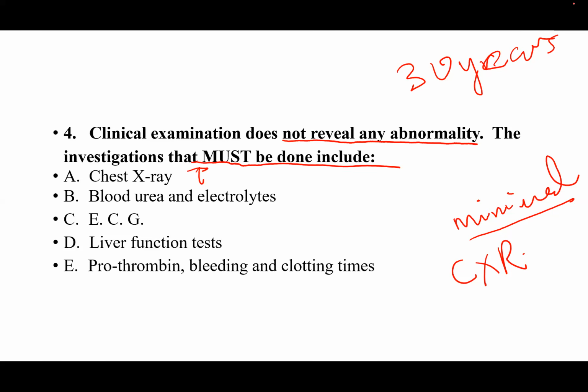Let's go back to our question. We just answered one. How many did I say is the minimum for those that are more than 40 years? Three. ECG, and what? Fasting blood sugar and chest X-ray. Yes, so for any patient that is more than 40 years, these are the minimum you should do.